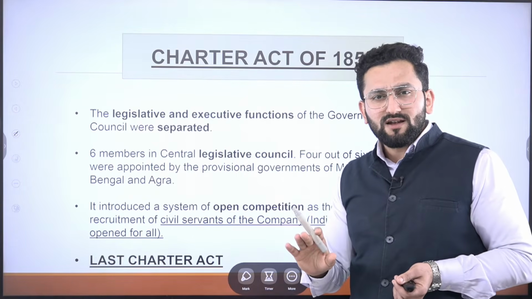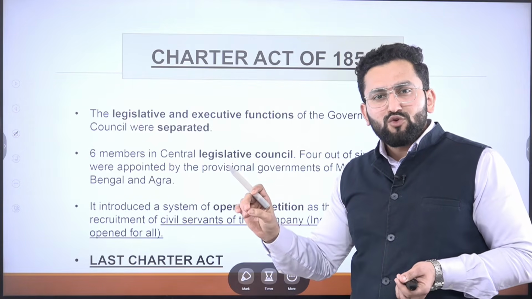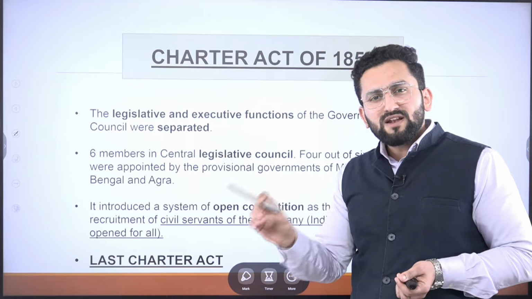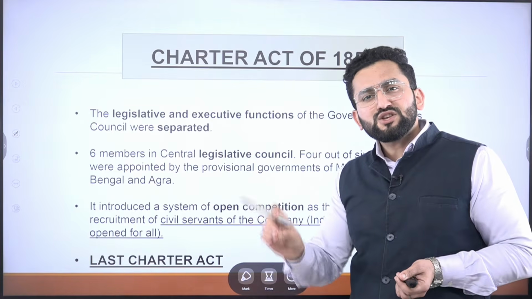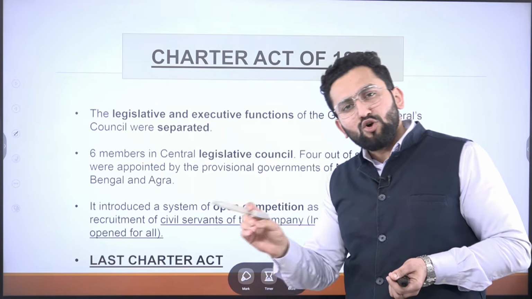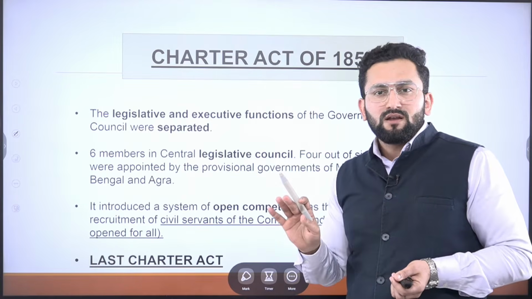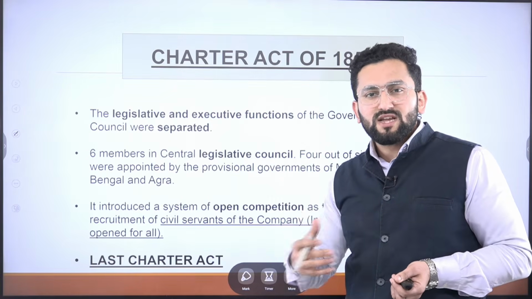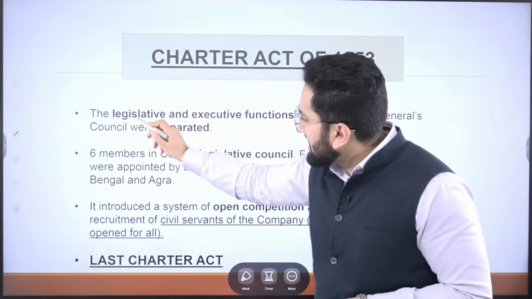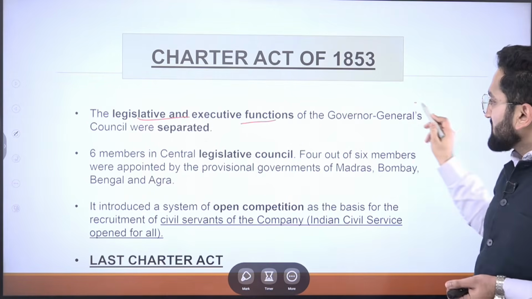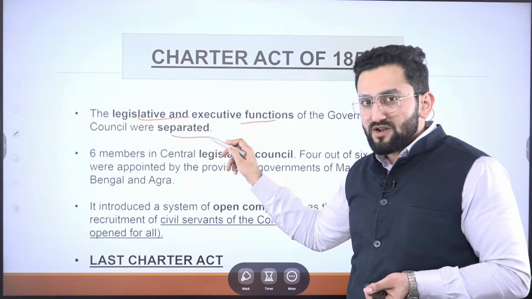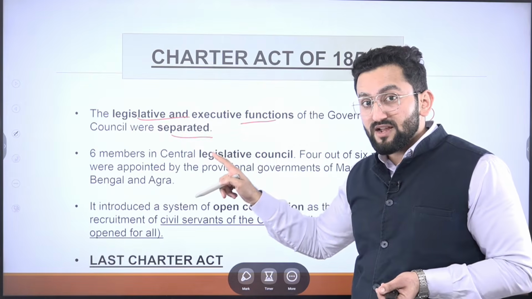So you can say that this was that period when the rule of the English East India Company was on decline. Now the Crown was all set to take the power. The legislative and executive functions of the Governor General's Council were separated. Till now, what was happening?